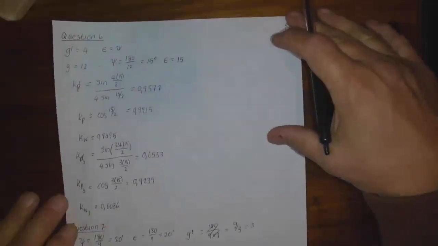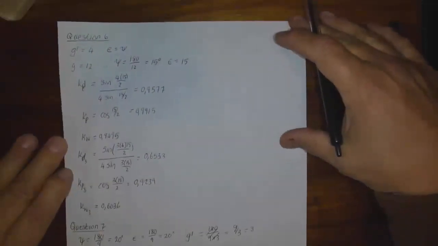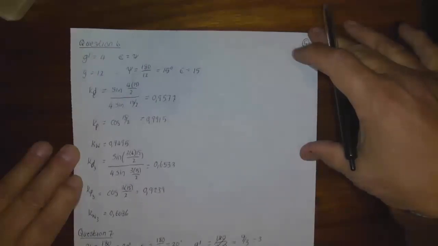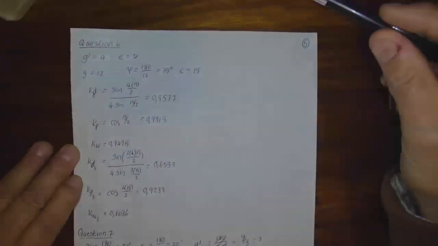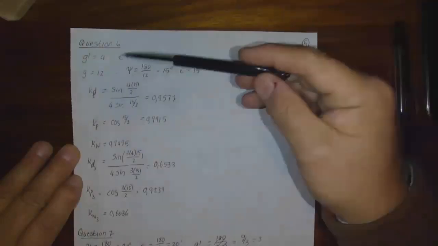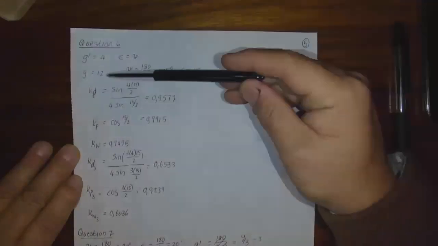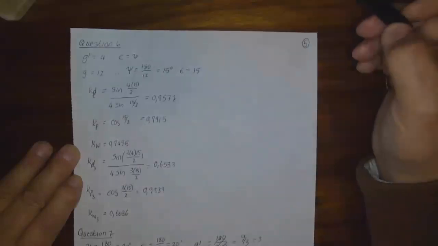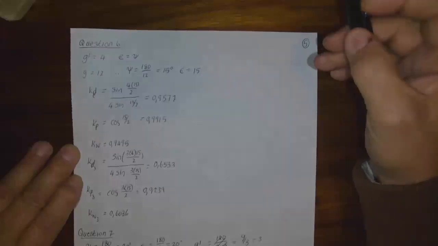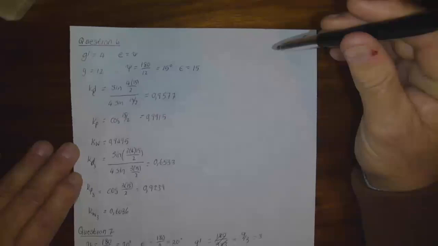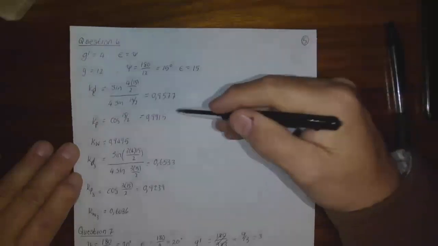Then look at number 6. It says G dash is 4. It's short-pitched by 1 slot. Therefore, epsilon is equal to C. To get the slot angle, we have to use G, and that is 3 times 4. So slot angle is 180 divided by 12, which gives us 15 degrees. And then you calculate KD and KP.